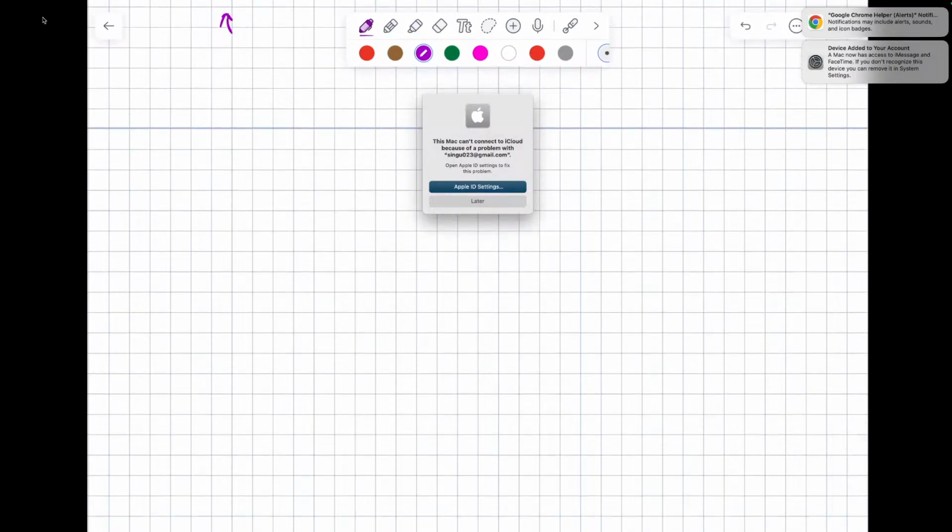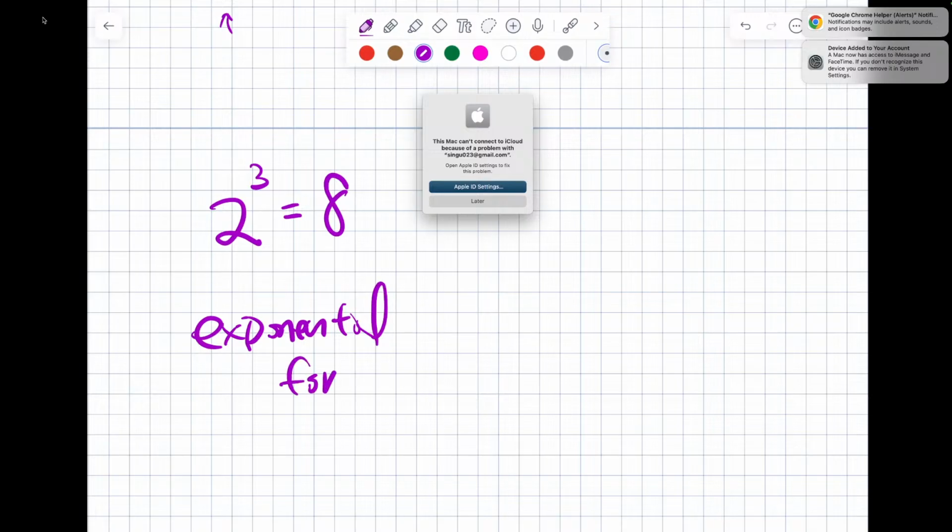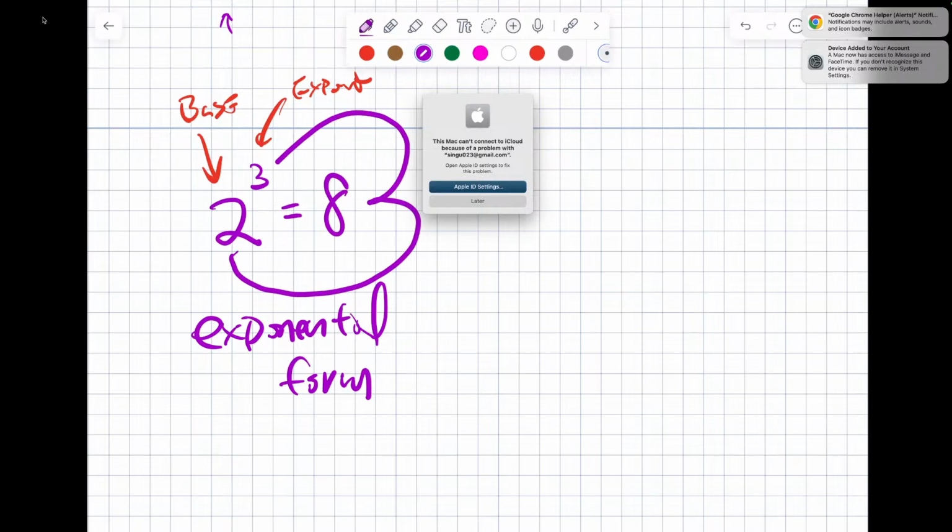Okay. So remember, 2 to the third power is equal to 8. We know that, right? This is called exponential form. This is very, very easy. Anybody can do this. This is a base, and this is an exponent. Now we're going to teach you what's called the sideways heart. So you start with the base, and you draw it like this, like this.